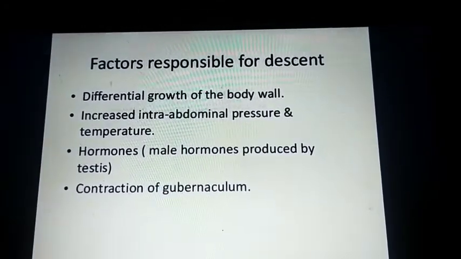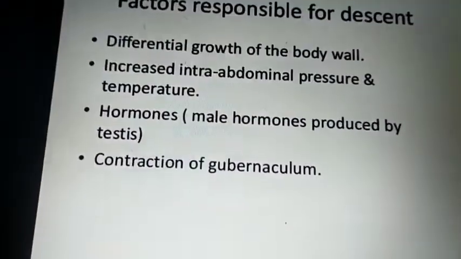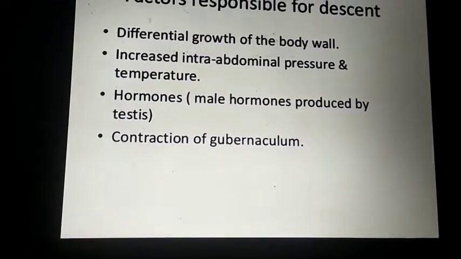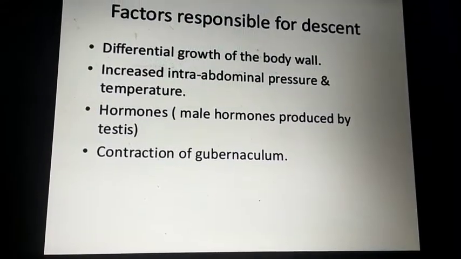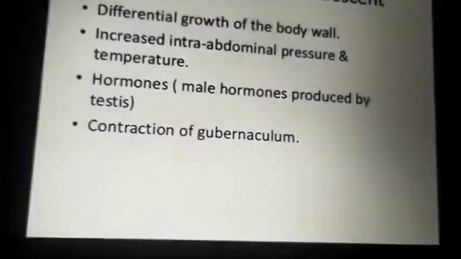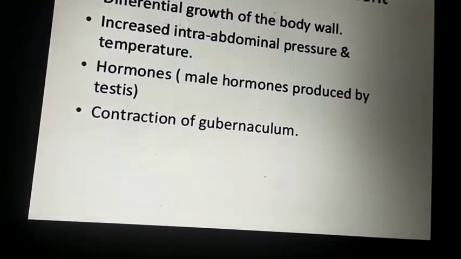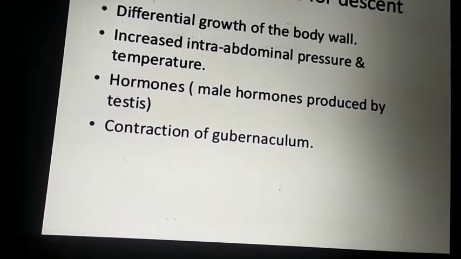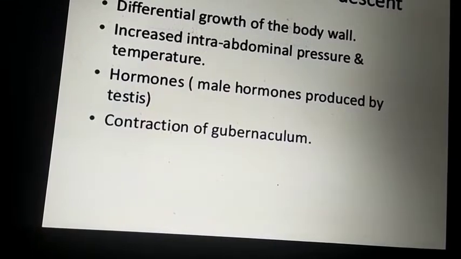There are some hormones or differential growth of the body wall. Then the second one is increased intra-abdominal pressure and temperature, and then some hormones that are produced by the testis. Another very important factor, because of which the testis comes into the scrotum, is the contraction of the gubernaculum. It is a band-like structure that pulls the testis from the intra-abdominal cavity directly into the scrotum.